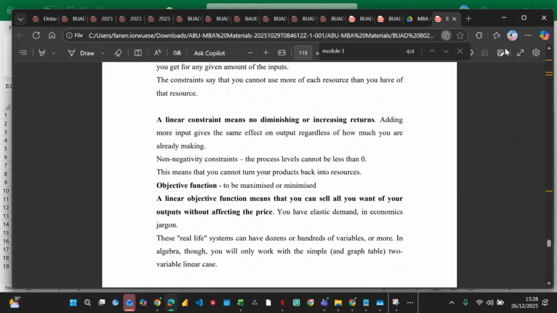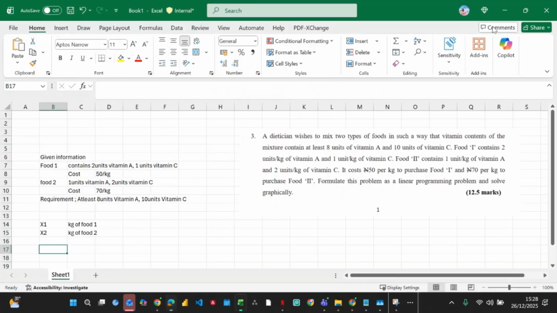Now, elastic demand in economics, forget that one. Coming back to the question, the term I'm using, objective function, is what we want to minimize here. The objective function is denoted by Z. So here we want to minimize our cost.